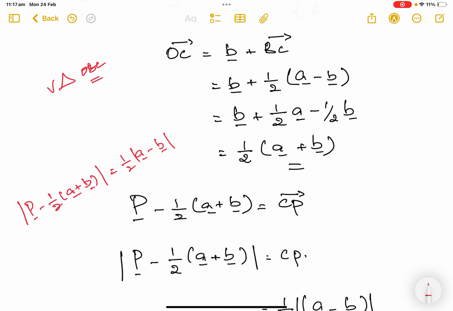C is the midpoint of BA. That's significant. So half A plus B is the vector representation of the midpoint of BA.